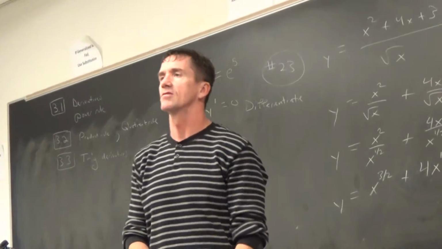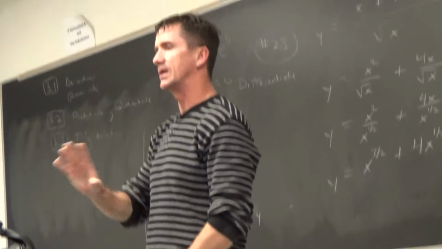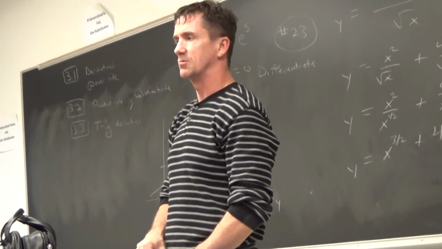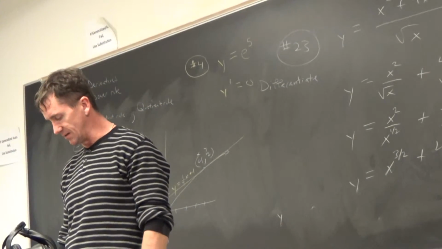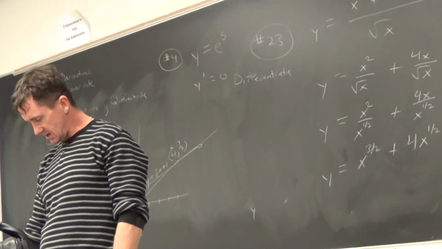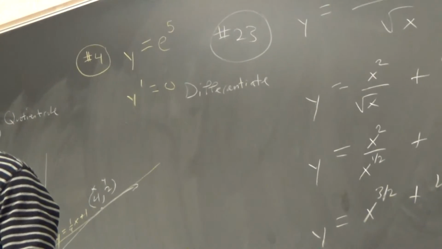Not out to trick anybody, right? But they slip that in there all the time to make you go, don't forget, e's not a variable. Differentiate what? It's a constant, 0. Slope 0. It's a flat line, y equals e to the 5th, it's flat. I don't see any other ones. I looked for the fraction.